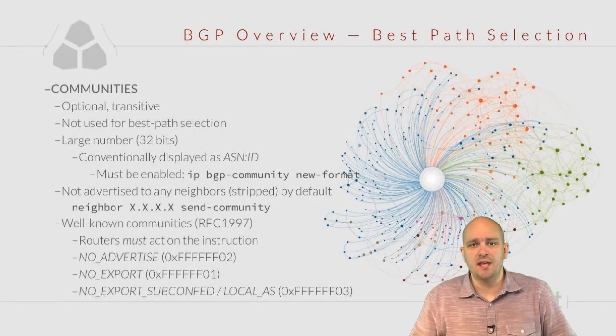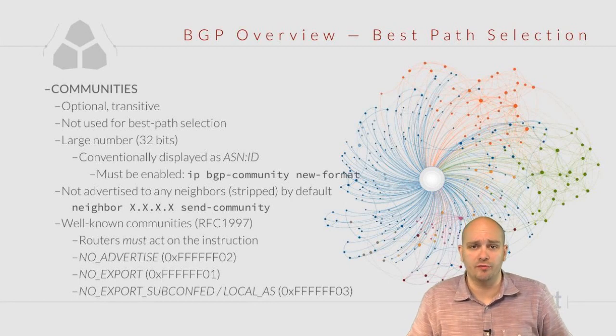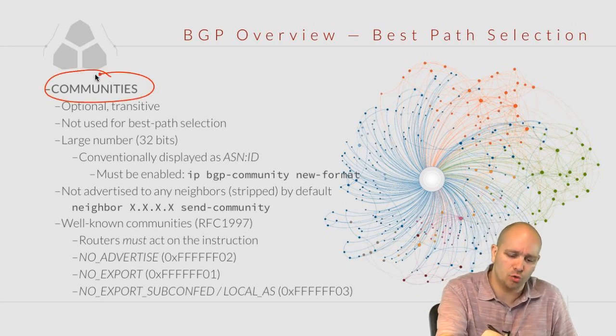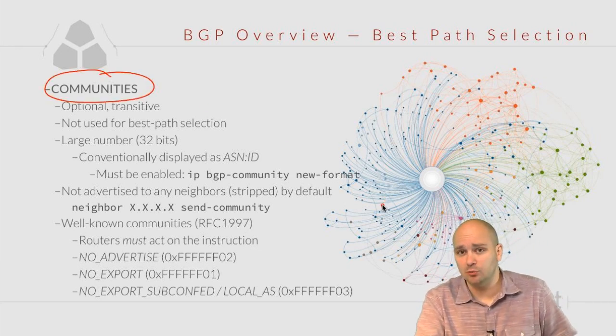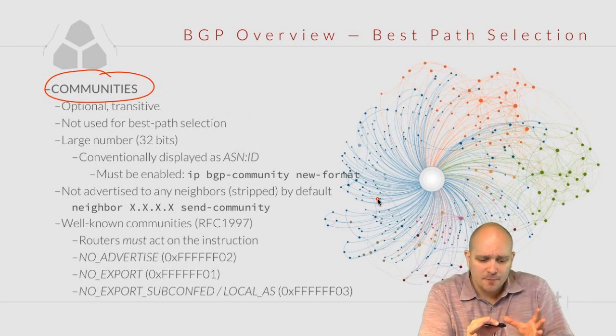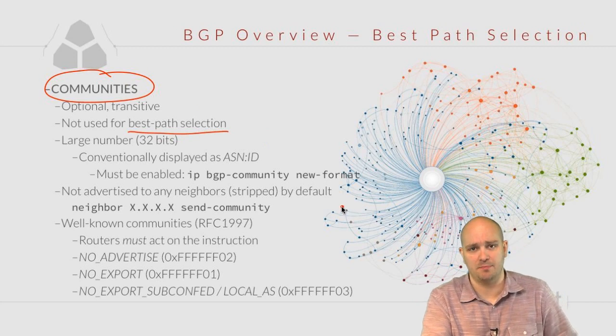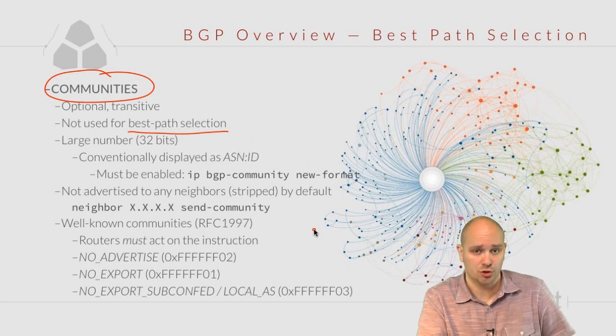At this time, we have completed our overview of pretty much all the attributes that are directly used to influence the BGP best path selection process. However, there is one more important attribute called the communities attribute that I would like to talk about. This attribute is not directly used in the BGP best path selection process, but it can be used very effectively for route filtering and also route propagation control.